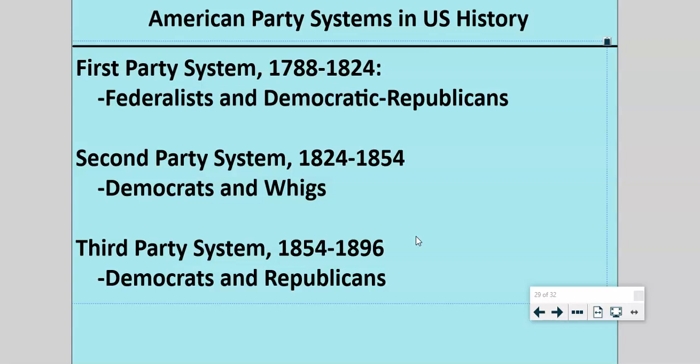So for the Democrats, they're going to be more small government, more states' rights, more anti-civil rights. You know, for a time, Southern Democrats were pro-slavery, right?